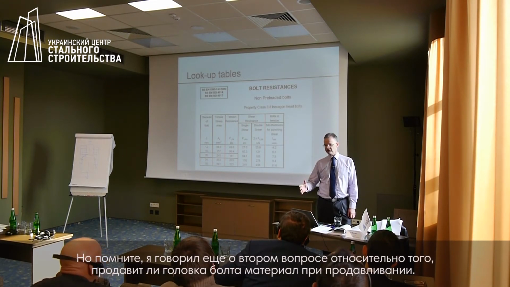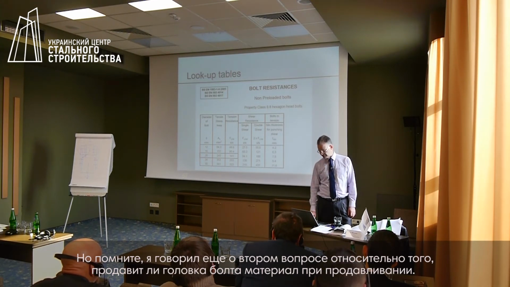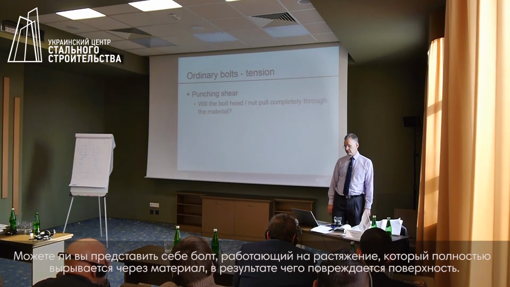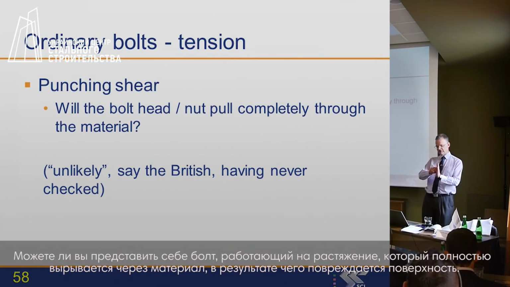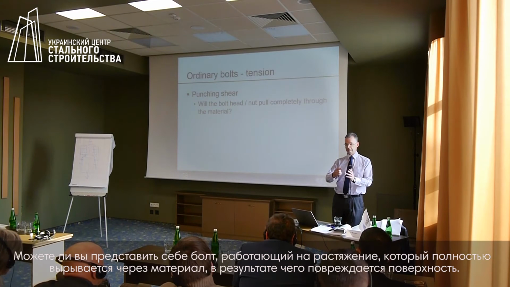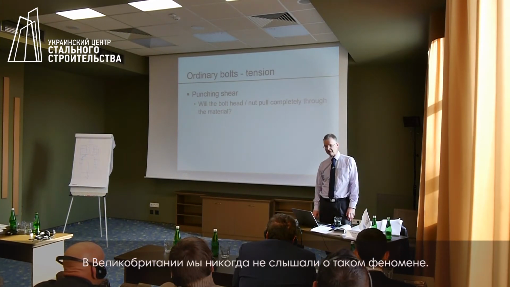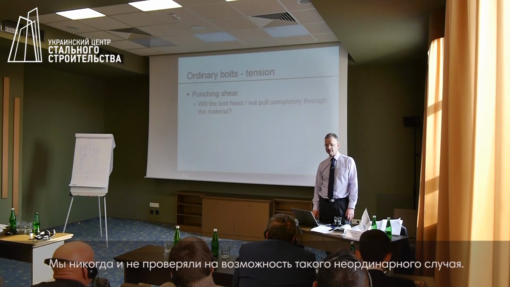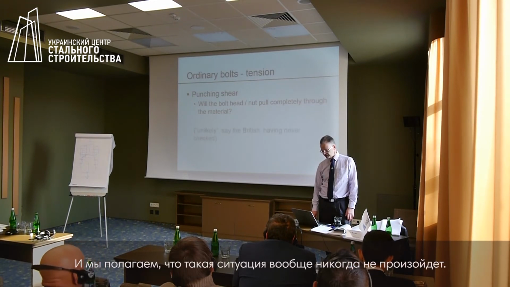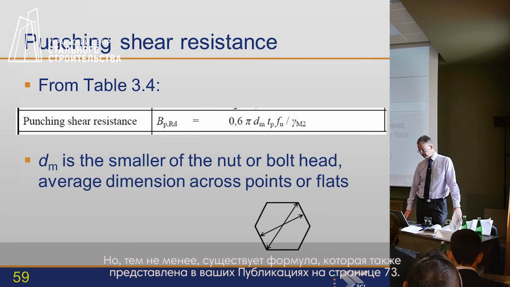Remember, there was also the second question about will the bolt punch through the material? So could you imagine a bolt in tension pulling completely through the material with a circular failure surface? In the United Kingdom, we had never heard of this phenomenon. We had never checked this phenomenon, so we don't believe it would ever happen. But there is a formula. It's given to you on page 73 of your guide.